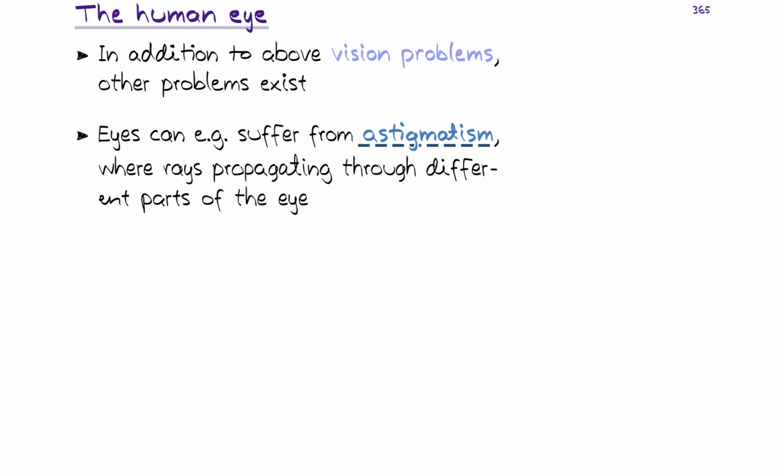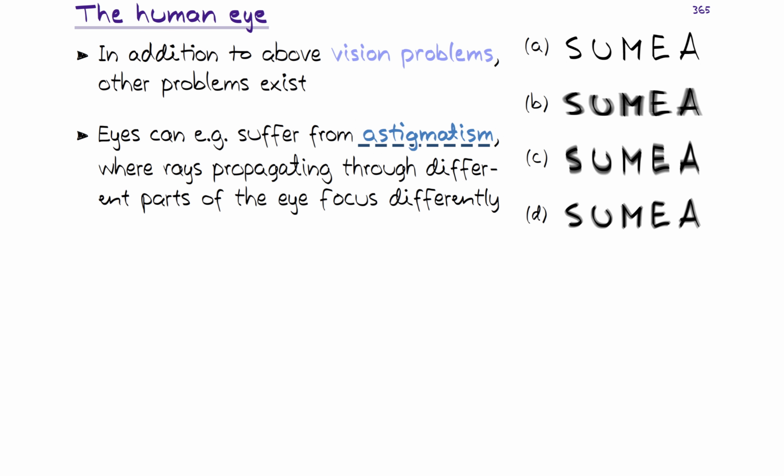Here the rays of light propagating through the different portions of the human eye actually focus differently onto the retinal plane. Subsequently, the pictures become blurry, and this cannot easily be corrected by just using simple spherical surfaces. So this is astigmatism in place: the rays responsible for image formation along different directions don't sharply form an image anymore.